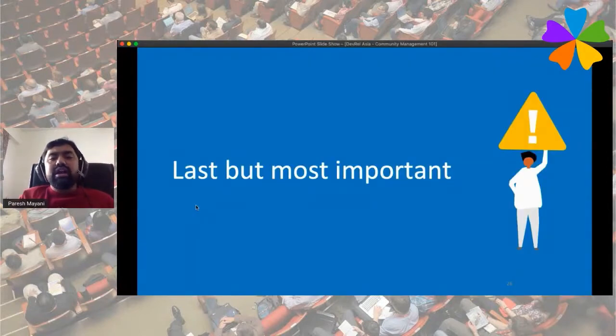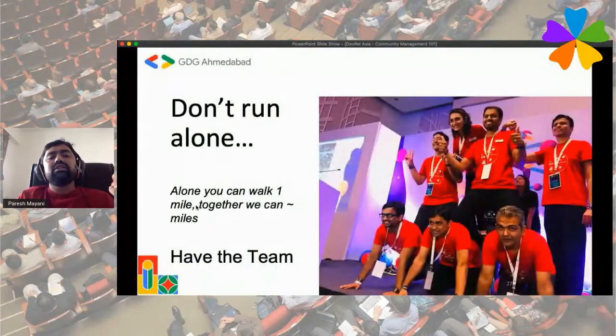And the last topic, let's say we have done connection, we have done meaningful networking, we have done evaluation, we have hosted events, we have the right talents, we have the right community members, speakers, and everything. But the last but most important thing is, do not run alone. Have the right team sharing the same passion and vision, who are empowered and so passionate about doing events and activities in your town.